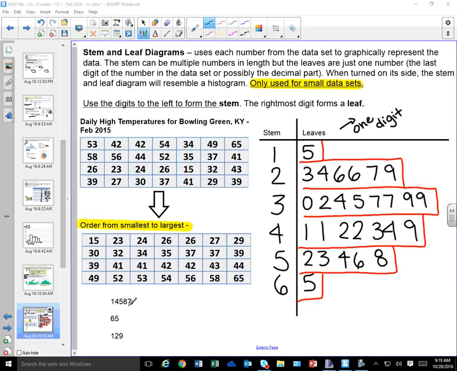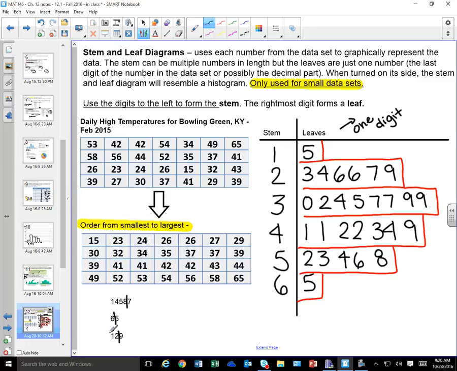The last digit is the leaf, okay? So for this one, the last digit is 7, okay? So that's my leaf. The rest of the number is the stem, okay? So the 145 is the stem, the 7 is the leaf. If I have 65, 5 is the leaf, and 6 is the stem. So just one stem and one leaf in that example. If I have 129, 9 is the leaf and 12 is the stem.